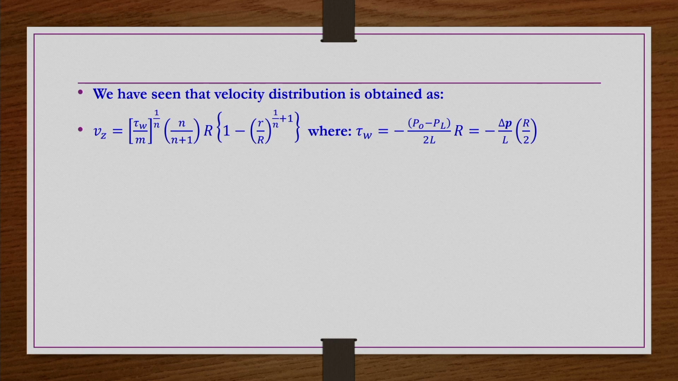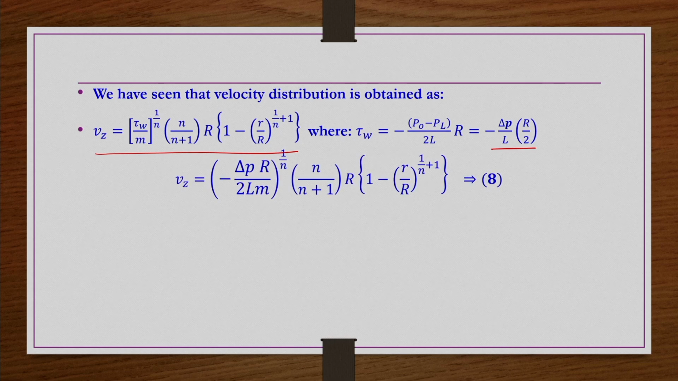So, this Vz we have already derived, where tau w is nothing but minus delta P by L capital R by 2. So, in terms of minus delta P by L, if you wanted to write the same expression, you can write like this.